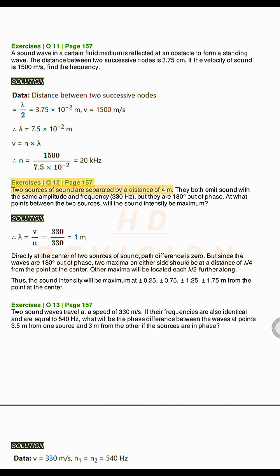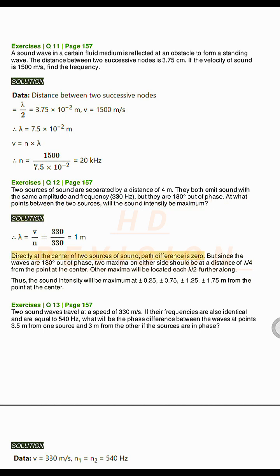Exercises, Q12, page 157. Two sources of sound are separated by a distance of 4 meters. They both emit sound with the same amplitude and frequency, 330 Hz, but they are 180 degrees out of phase. At what points between the two sources will the sound intensity be maximum?